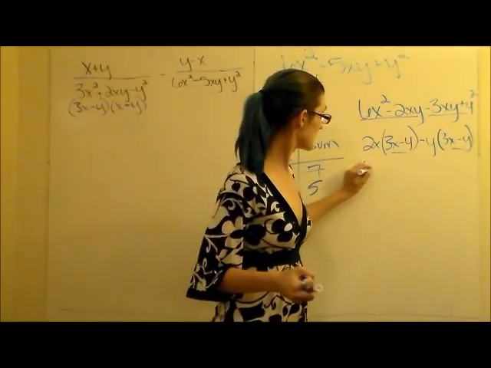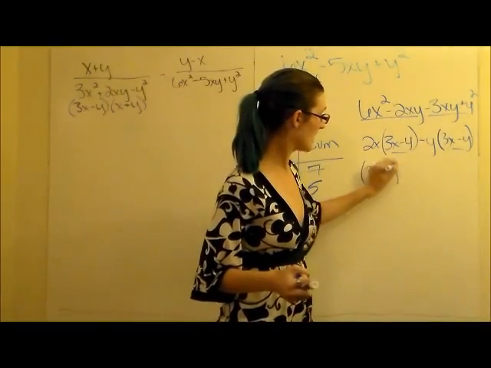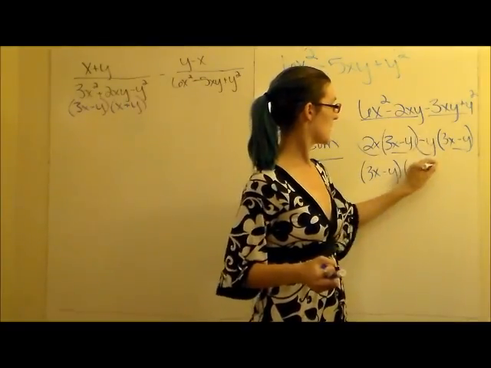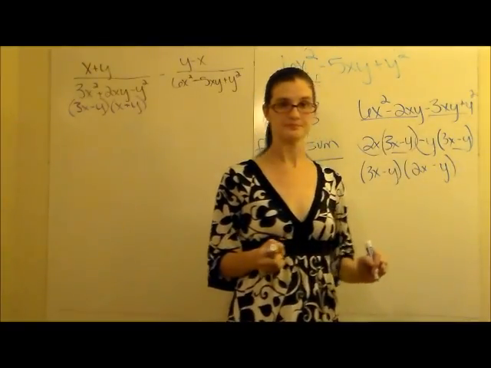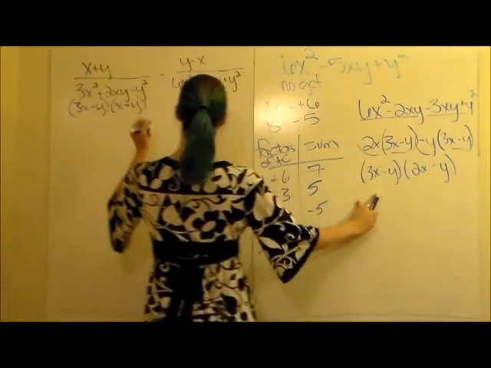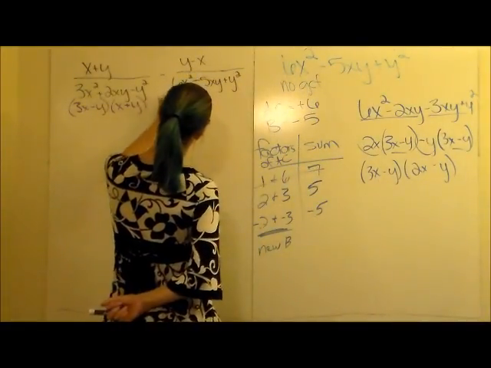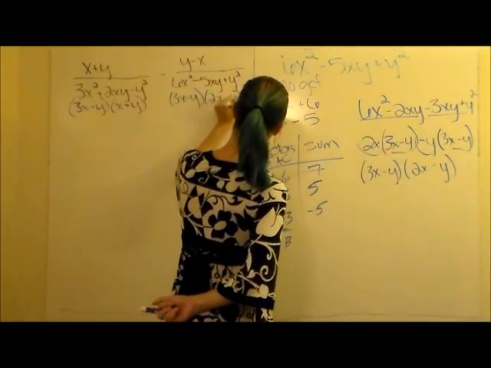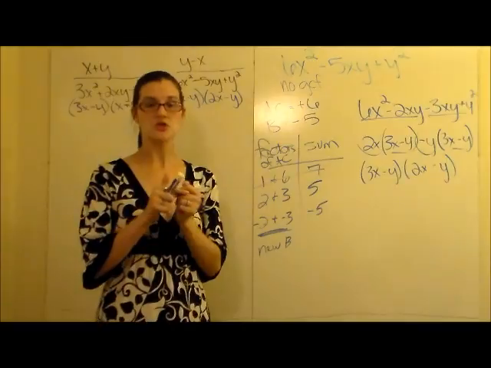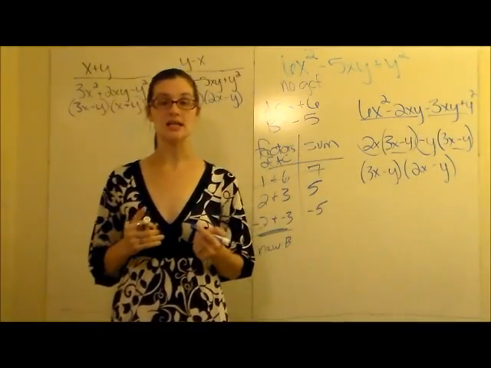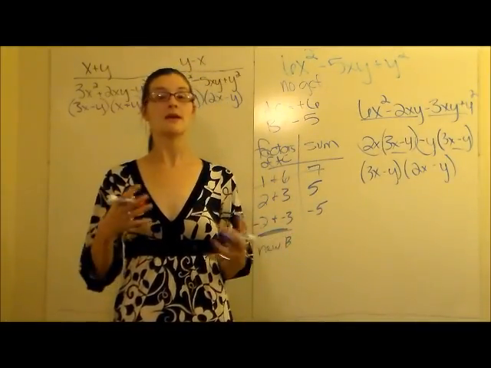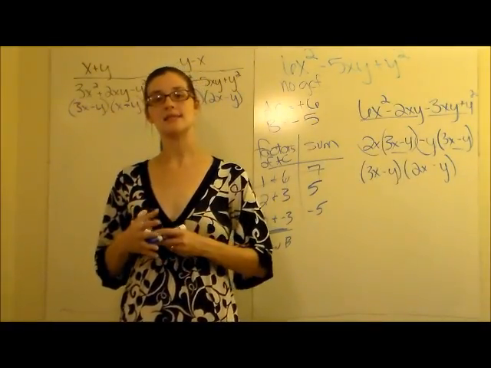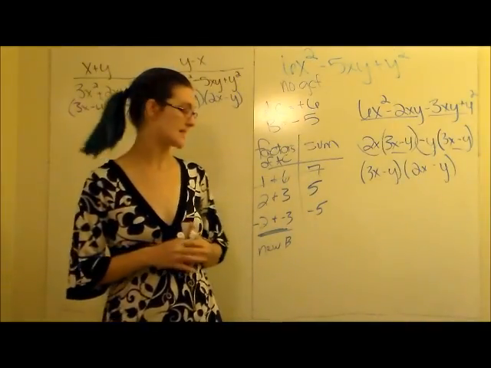Since they are the same, I'm going to factor 3x minus y out. And that's going to leave 2x minus y left over. So that's the second denominator factored. I've got 3x minus y, 2x minus y. Okay. So your first step in order to find the LCD is to factor the denominators. That way we can get some sort of idea of what they have in common. That way we can see what would be missing in order to make them the same.